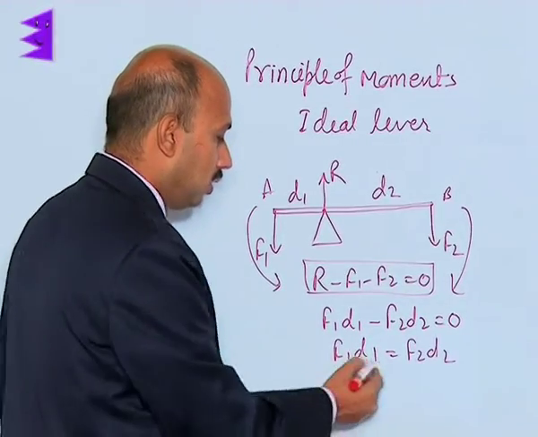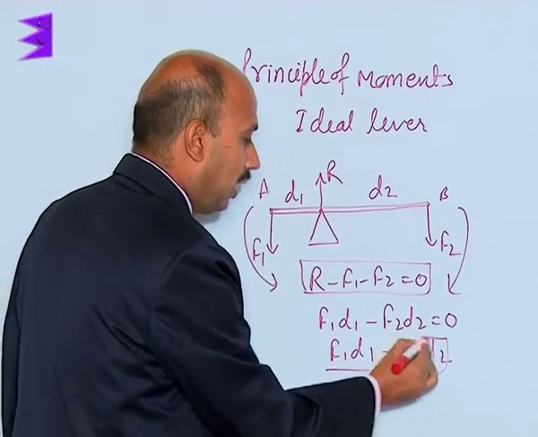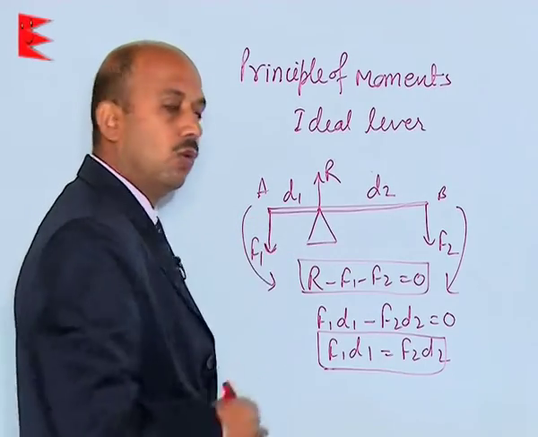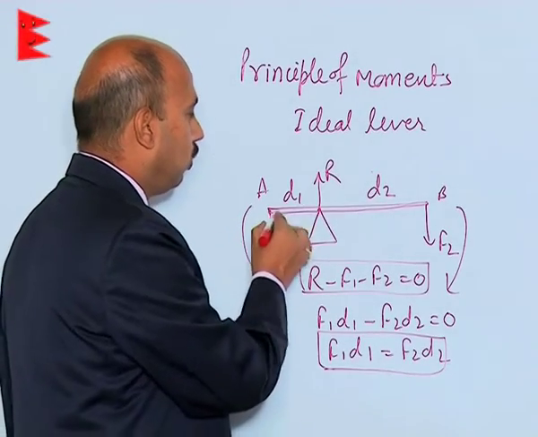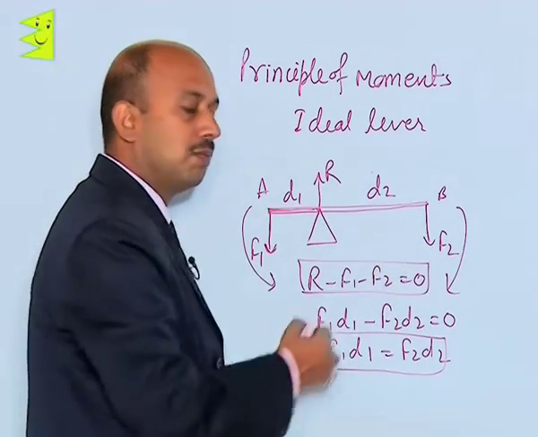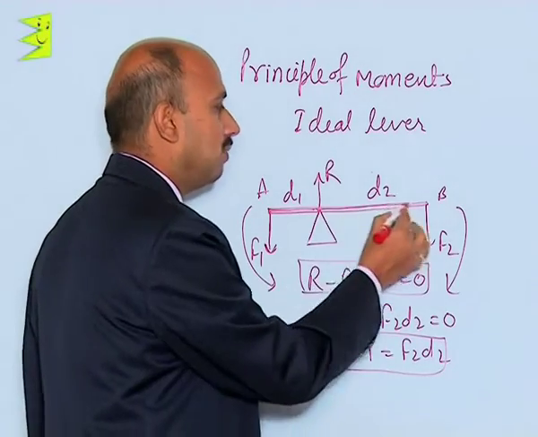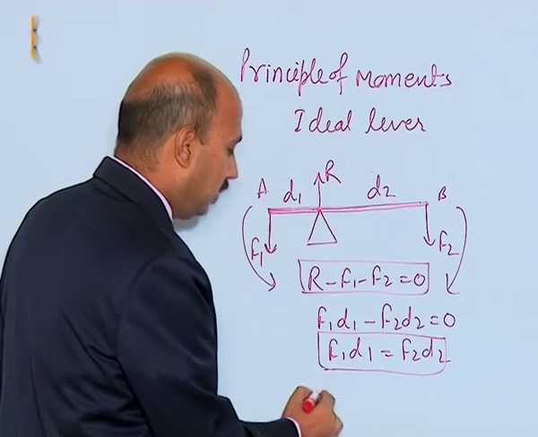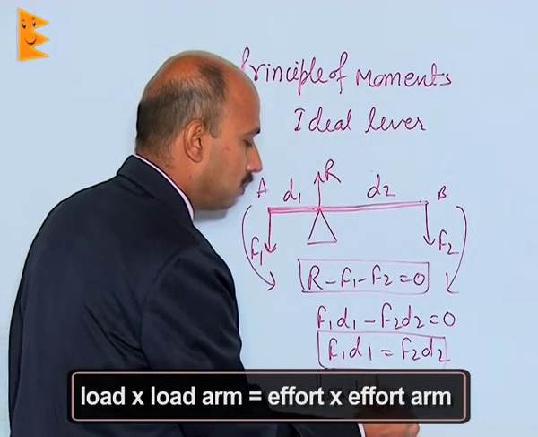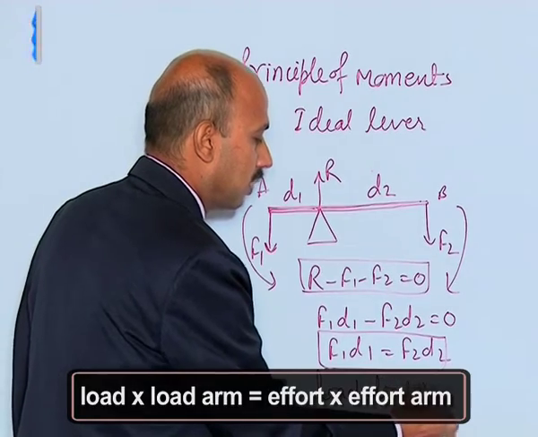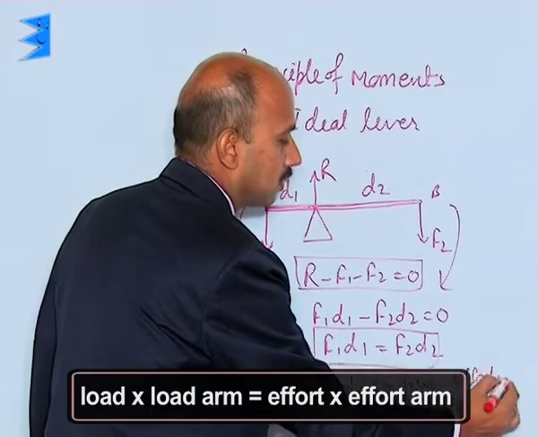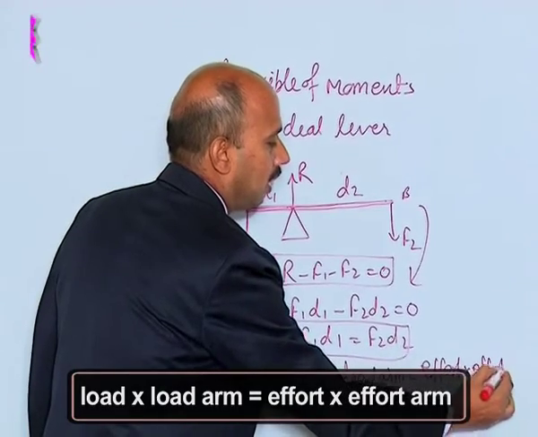Now generally this F1 is taken as the load. So F1 is the load, and D1 is the load arm, and F2 is the effort applied, and D2 is taken as the effort arm. So we can write load into load arm is equal to effort into effort arm.